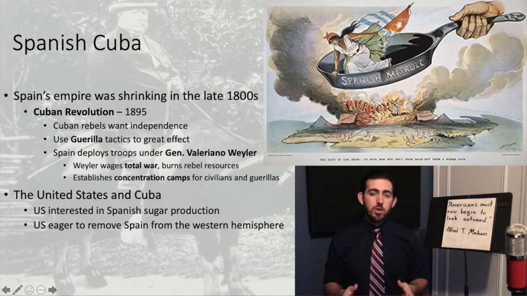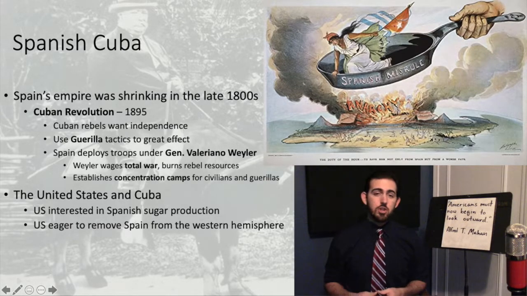It was actually the third such attempt, but this one showed promise. The guerrilla tactics of the Cuban rebels proved difficult to repress, so Spain deployed troops under the command of Valeriano Weyler to squash the rebellion. Weyler employed a strategy of total war against the Cubans, similar to the tactics used by William T. Sherman during the American Civil War. Weyler burned the sugar fields that sustained the rebellions and established concentration camps for Cuban guerrilla fighters and civilians.